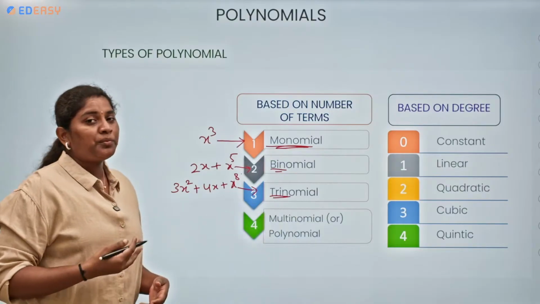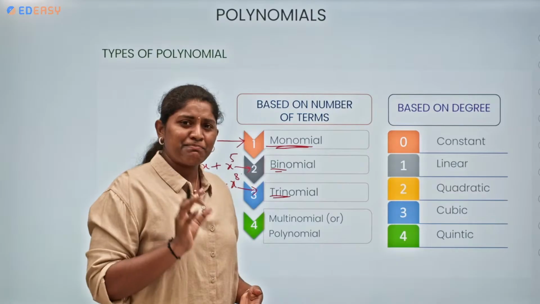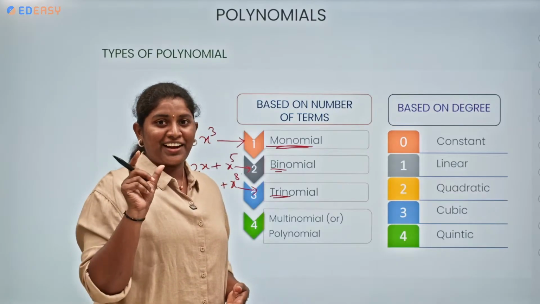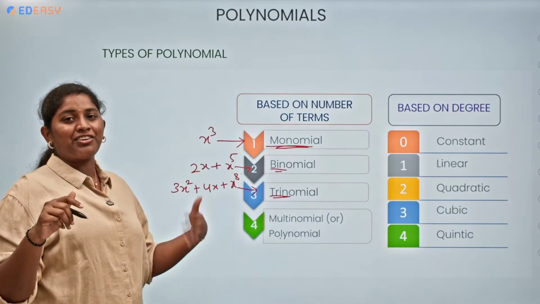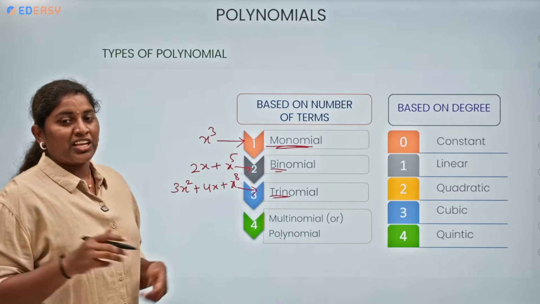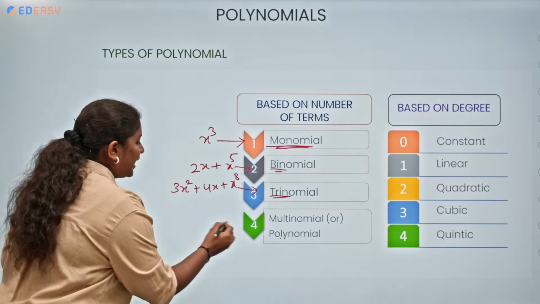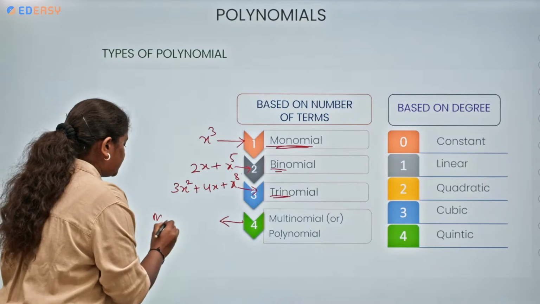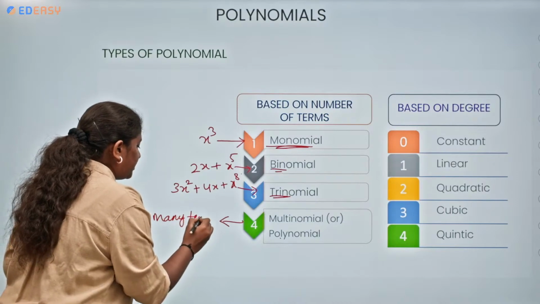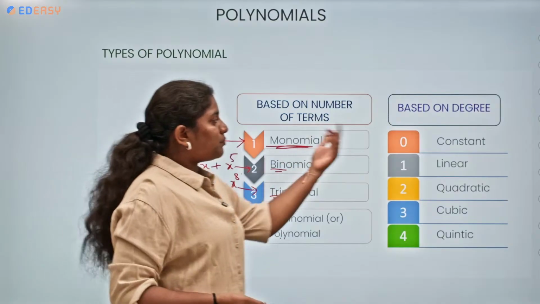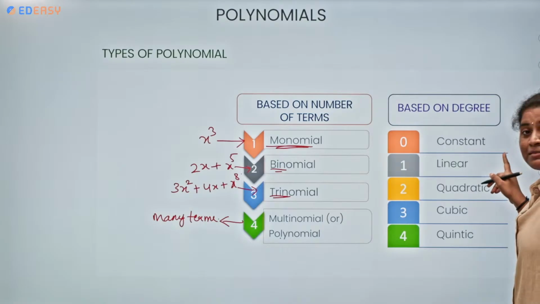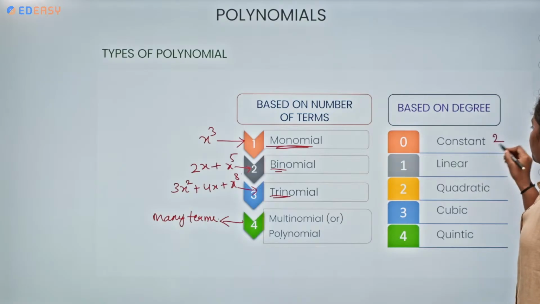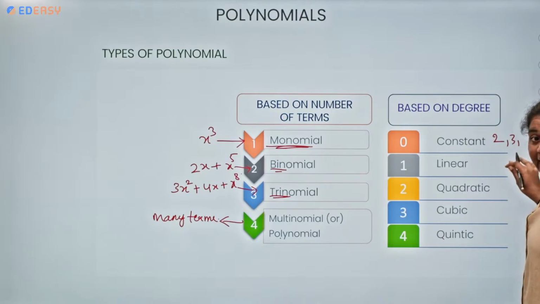And next, multinomial or polynomial. Poly means many, we learned in science also, right? So polynomial or multinomial means it will be having many terms, right? Yes. Now what about the degree? Based on degree, we learned about the constant, right? Constant is simply a number such as 2, 3, 4, and if you expand this constant, what do we get?